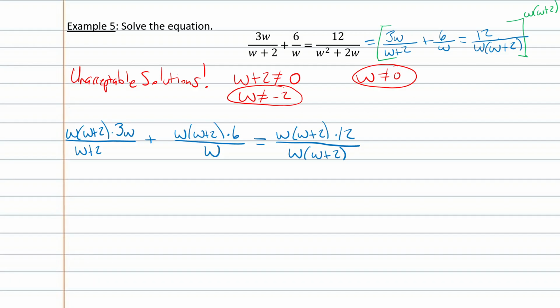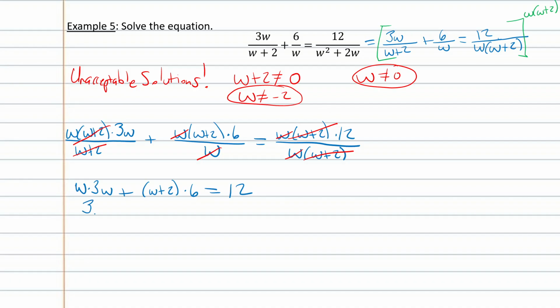All right. Now, let's look at our cancellation here. And this one, the w plus 2 cancels. And this one, the w cancels. And in this one, the w and the w plus 2 cancel. All right, let's see what that gives us. Well, that gives us a w times a 3w. That gives us a w plus 2 times a 6. And on the right-hand side, it just leaves us with a 12. Okay, well, that's fine. Let's see what happens next.